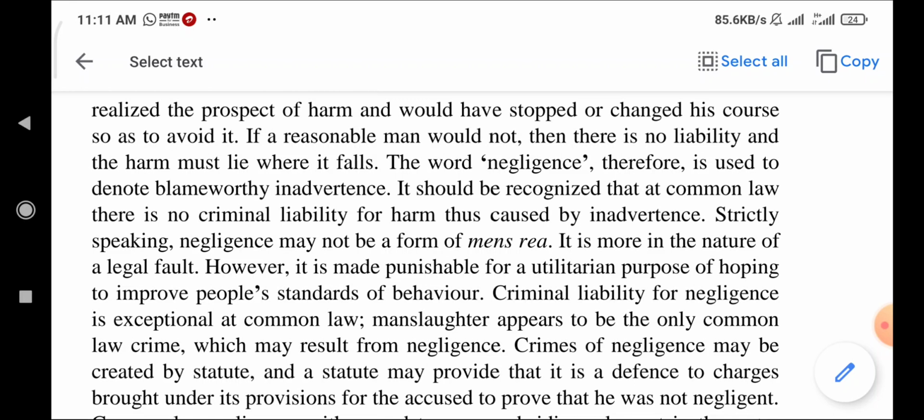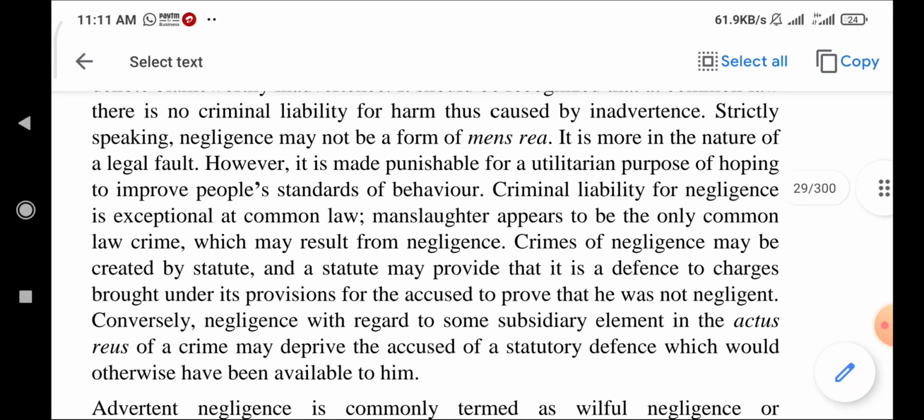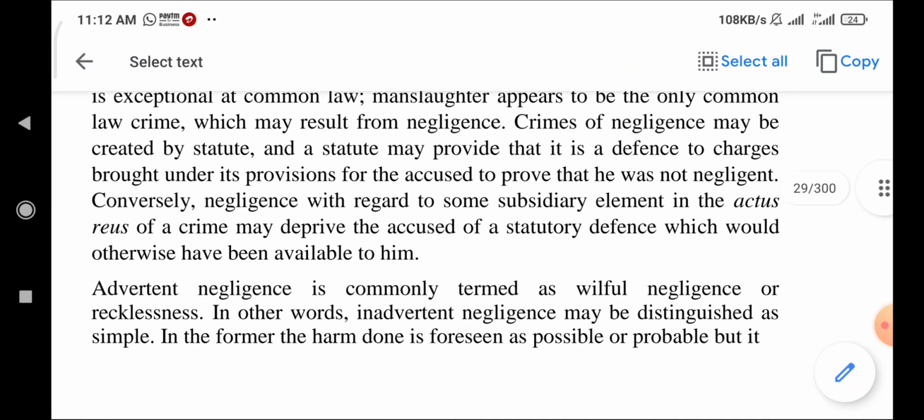Manslaughter appears to be the only common law crime which may result from negligence. Crimes of negligence may be created by a statute, and a statute may provide that it is a defense to a charge brought under its provision for the accused to prove that he was not negligent. Conversely, negligence with regard to some subsidiary element in the actus reus of a crime may deprive the accused of a statutory defense which would otherwise have been available to him.